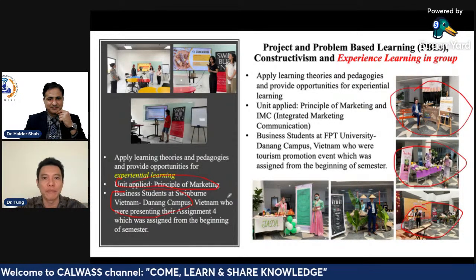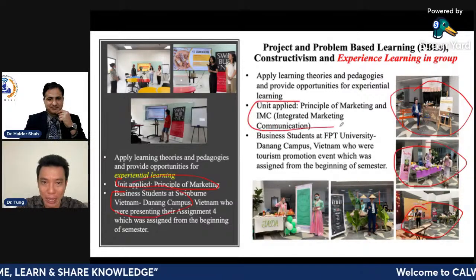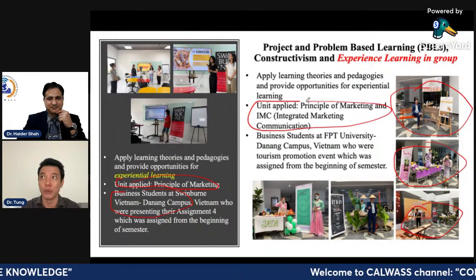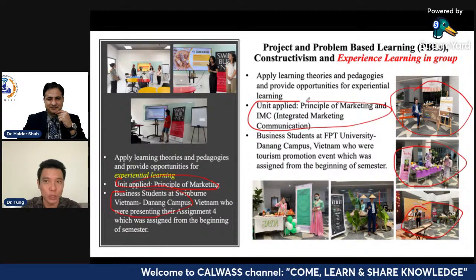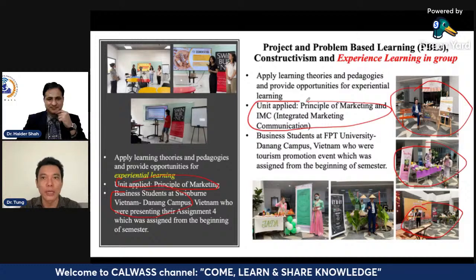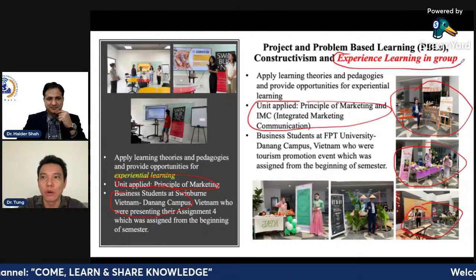They are presenting their final project. And this is the unit I apply, the IMC, Integrated Marketing Communication. So in these 2 units, I apply constructivism, for example, project and problem-based learning, so that I can create experiential learning in a group for the students.